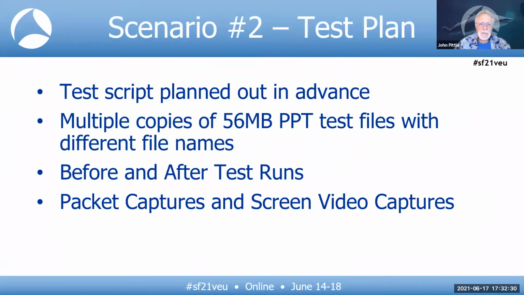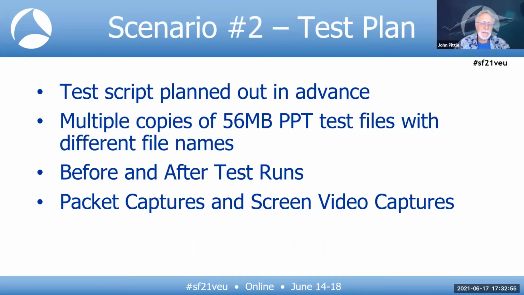So we have our test plan. There's a test script that was planned out in advance. We're basically going to take a PowerPoint deck, create multiple instances of that deck with different names, and we're going to move that from my desktop on my laptop to my OneDrive on my laptop, which would trigger synchronization up to the cloud.